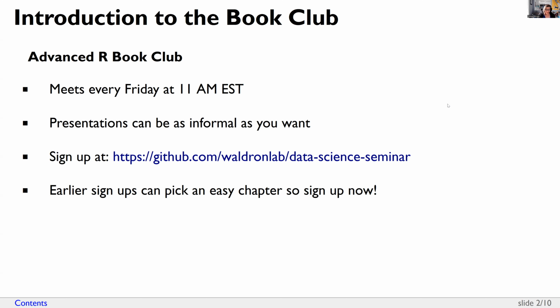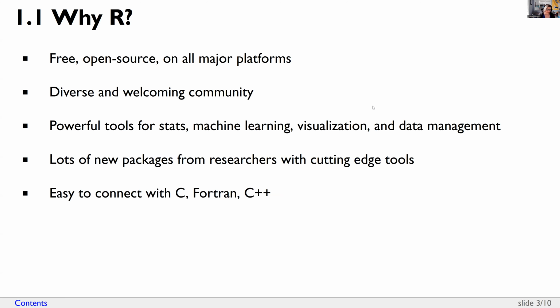With that, I'm just going to get into it. We'll be talking about chapters 1 and 2. Chapter 1 is the introduction, and we'll go through it pretty quickly. It gives some reasons for why R is good. We're probably familiar with a lot of these reasons. The one thing I will note is that it's designed specifically for stats, machine learning, visualization, and data management. When compared to tools like Python, that is a key difference. And it's really easy to connect it with other languages such as C, Fortran, and C++. I don't know anything about those languages, but that is apparently a selling point.